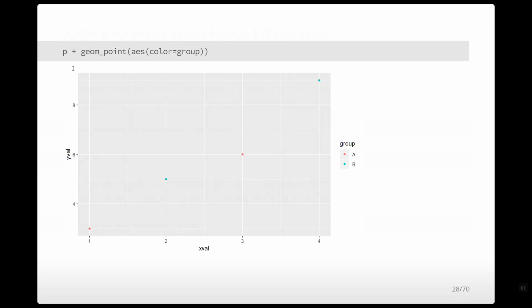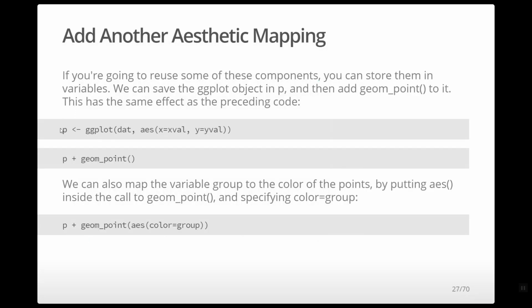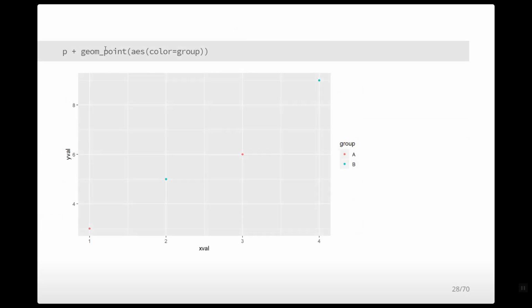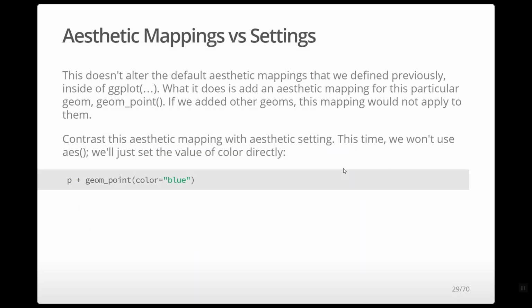So here, earlier I created this thing called p. p is just ggplot, where x is the x value and y is the y value. And you can then add geometries by calling p plus the geometry. So here I'm going to say p plus the point geometry, where group has been mapped to the color. It's a little hard for you guys to see, but we have blue and red points, and a legend, a guide, is created for us so that we know that red corresponds to A and blue corresponds to B.